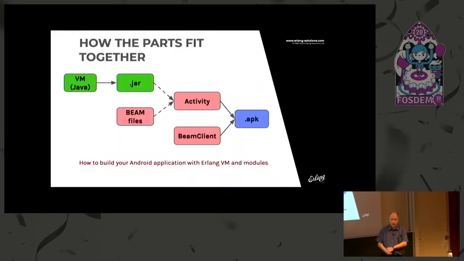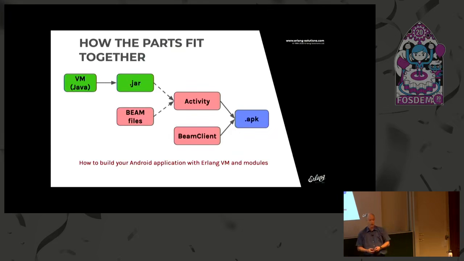How do these parts fit together? Basically, you have the VM written in Java and also compiled into a jar library that you can use. So the green boxes are what you get for free. You need to add to this library your own custom Beam files that you pre-compiled and insert the whole thing into an Android activity. I will talk about this later.